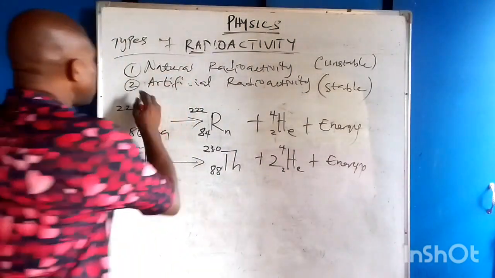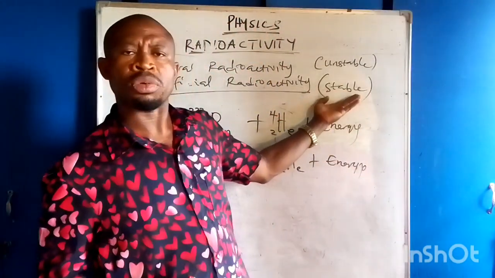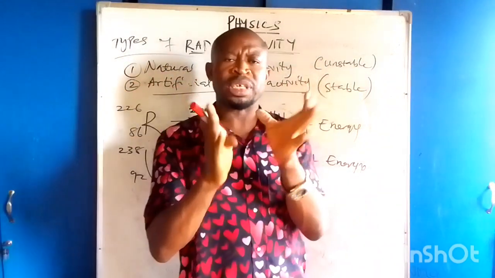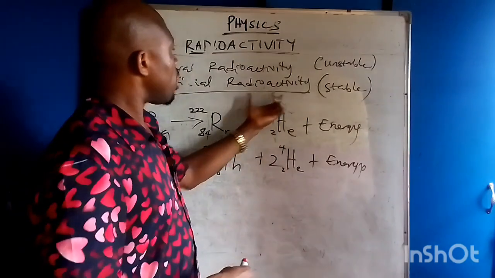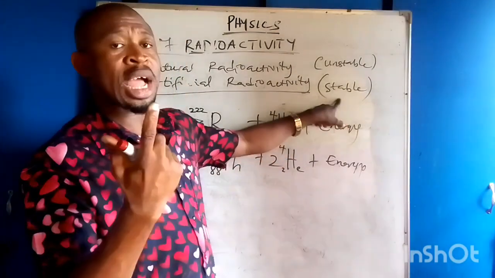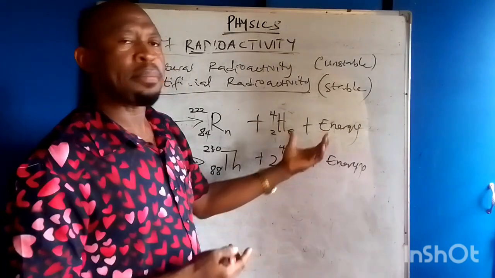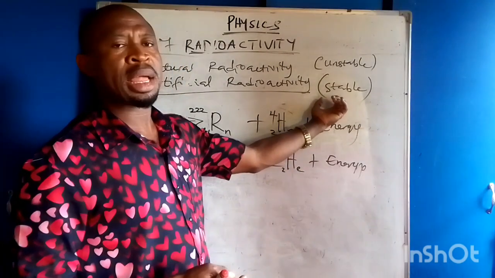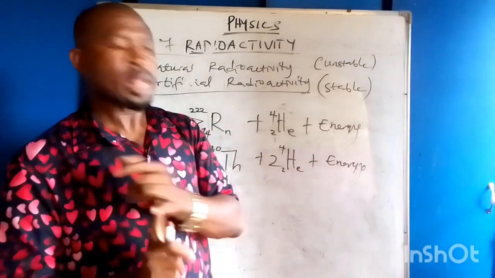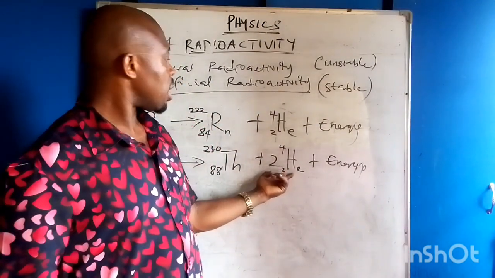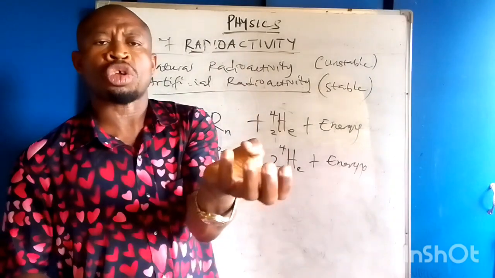For the second one, which is artificial radioactivity, the nucleus is stable. Because the nucleus is stable, it doesn't have any business with splitting, disintegration, or decaying. So all you need to do is to cause it. You can cause it to undergo radioactive decay manually or artificially by bombarding the nucleus of this element with a fast-moving particle. You can bombard it with an alpha particle, an electron, a neutron, a proton, or whatever you can think of.